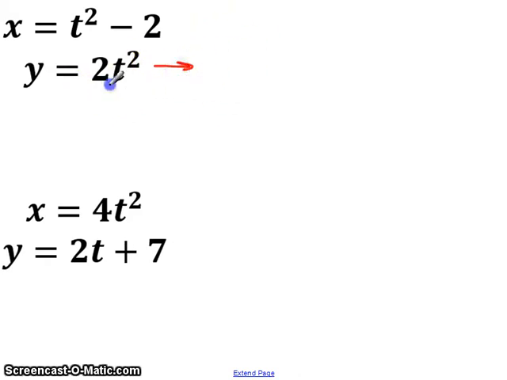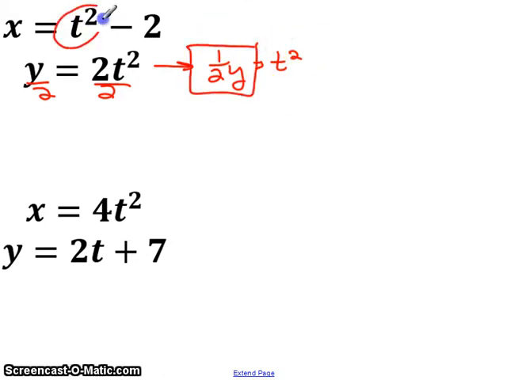So we're going to go ahead and divide both sides by 2. We're going to get 1/2 y equals t squared, and we're pretty much done at that point. Notice now that I have an expression right here that's equal to t squared. So x is really equal to 1/2 y minus 2.